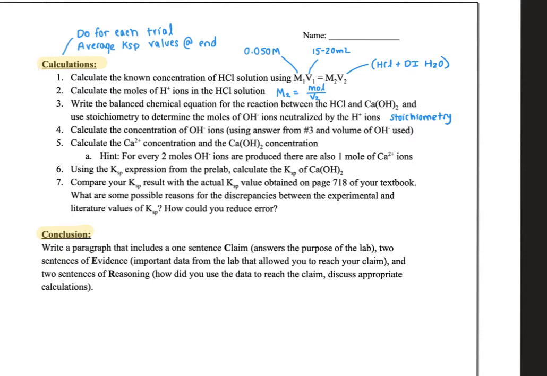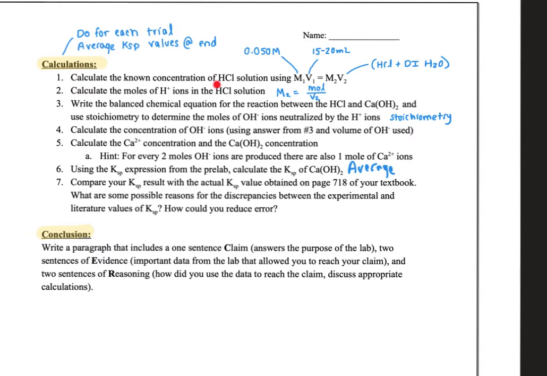But you will do these for each trial, so I should see all of these for every trial, except for number 6, and then you're also going to get an average. You will get an average for me from each trial. Okay, so you should not average every step. You should just average your final answers at the end. Okay, let's look through these calculations.